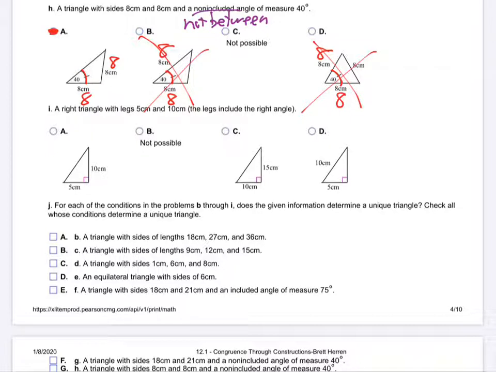How about I? A right triangle with legs 5, 10. The legs include the right angle. So 5, 10, and a right angle between them. Am I racing ahead too fast? What do you think about I? 5 and 10, and a right angle in the middle of them. A, B, C, or D.